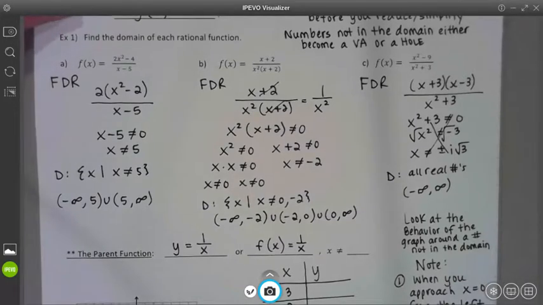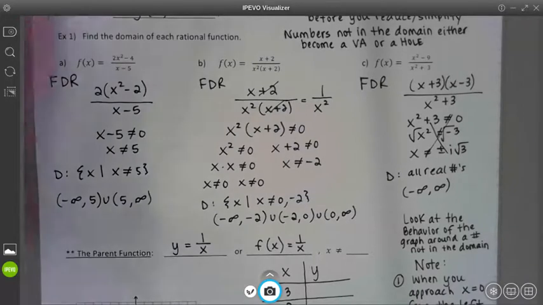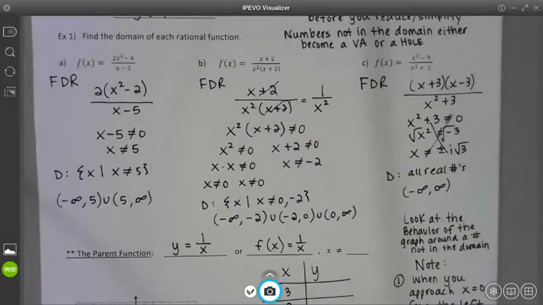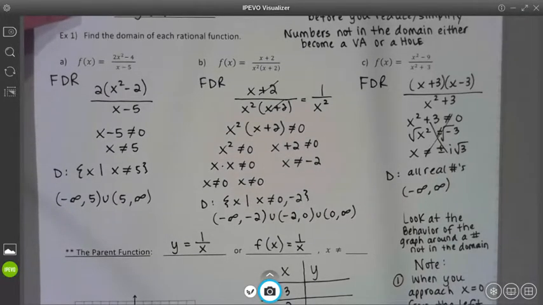All right, well, before we start talking about all of the components and the graph itself, we're not actually graphing in this section. We're just kind of learning about all of its pieces. I just want you guys to see the simplest version of a rational function. We call it the parent function.